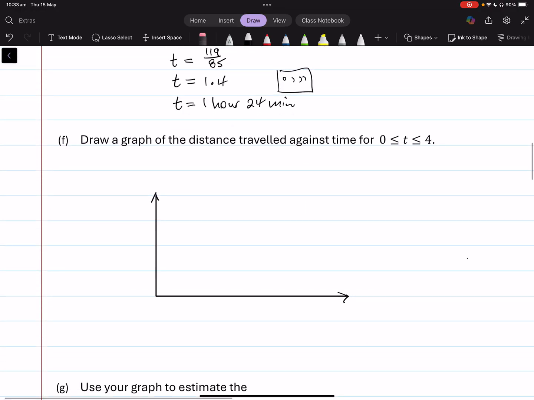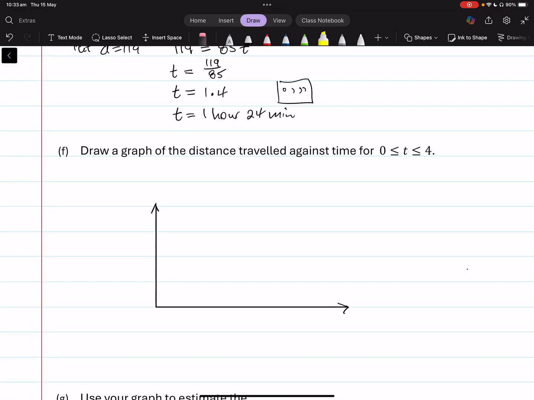Okay, draw a graph of the distance traveled against time, and you'll notice we've been told to take time to be between 0 and 4. So we take time to be our horizontal axis, and that is going to be in hours. That was the unit we were given for time. And the distance up the vertical axis is going to be in kilometers.